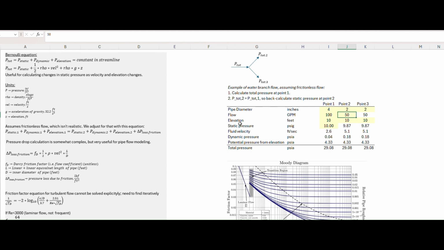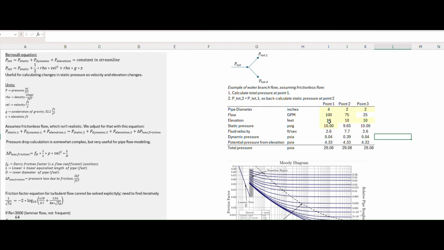So let's say maybe there's some restriction at this point, so more flow would go to point 2. If we change this to, say, 75 GPM going through this branch, 25 would be going through point 3. Here's what would happen. Your gauge pressure would be lower at point 2 because you have a higher velocity. At point 3, your velocity is about the same as it is through this first branch, so your static pressure is going to be the same as it is at point 1. So that gives you an idea of how, as velocity changes, your static pressure will change.